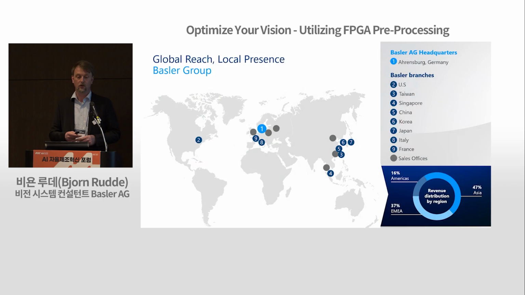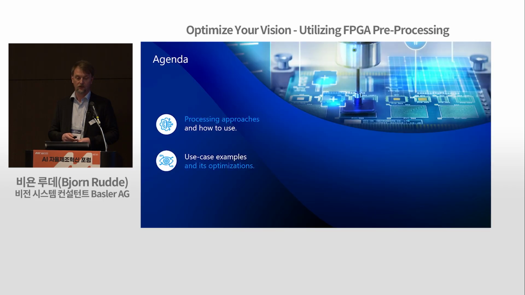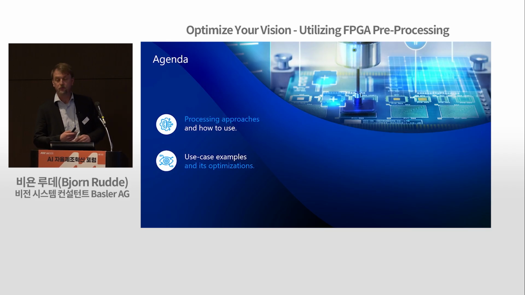When you look over the globe, you see that we have a lot of subsidiaries all over the world looking into different industrial applications. What I would like to explain in detail right now will be the different processing approaches there are, how you can use them and how to develop for those approaches. And in a second step, I will go together with Sangre through use case examples and what we have optimized by using an FPGA in these kinds of examples.